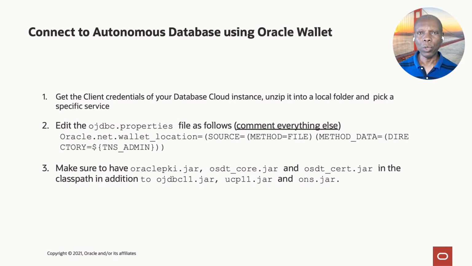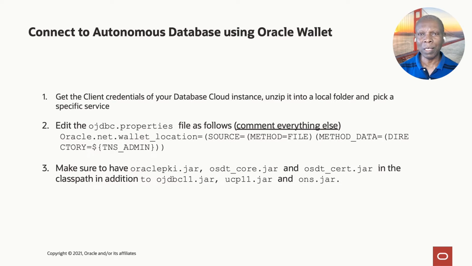If you choose to use the Oracle Wallet, same thing, you need to edit the OJDBC.properties file and only specify that line, oraclenet.wallet, etc. You see, and reference to the TNS admin. And after that, you need to make sure that you have Oracle PKI.jar, OSDT_core.jar, OSDT_set.jar, etc. Those files are part of the OJDBC 11-production.